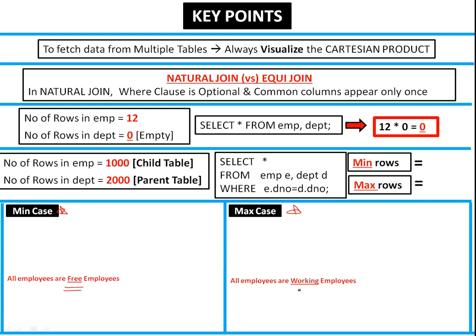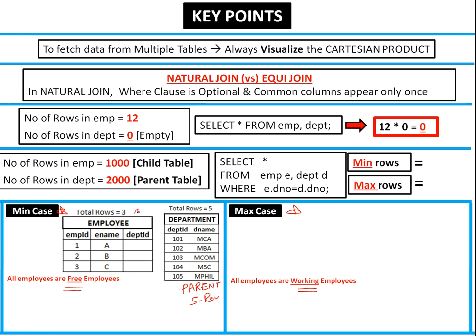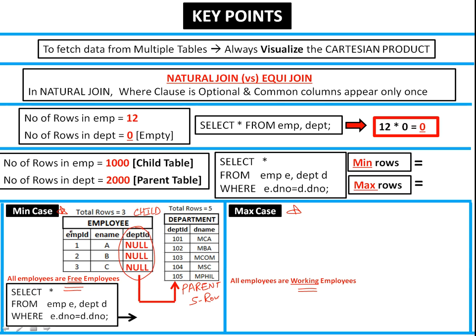Here is the parent table which has 5 rows. Here is the child table which has 3 rows. Foreign key. If all foreign key takes null, the entire logic depends on what values you will be given to child column. So, here this row will join with all rows in Cartesian product. But when you apply this condition, E dot D number null not matches with anybody. So, no rows will be selected. So, minimum will be always 0, guys.